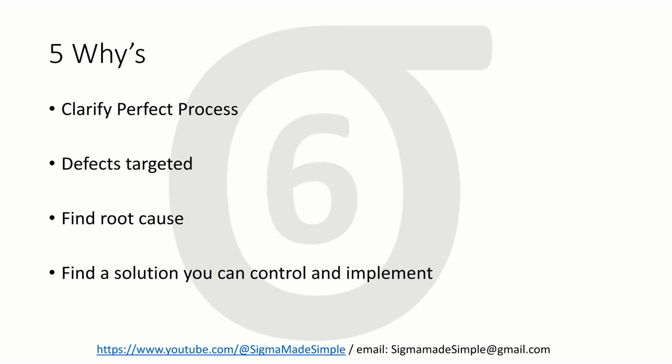5 whys. With 5 whys, defects are targeted. 5 whys help you find the root cause for the defects. It clarifies the perfect process. It helps you find a solution that you can control and implement yourself. Sometimes when you're going through the 5 whys, you will have something that you cannot control. But the whole point of the 5 whys is to find the simplest solution to the root cause that you can control.